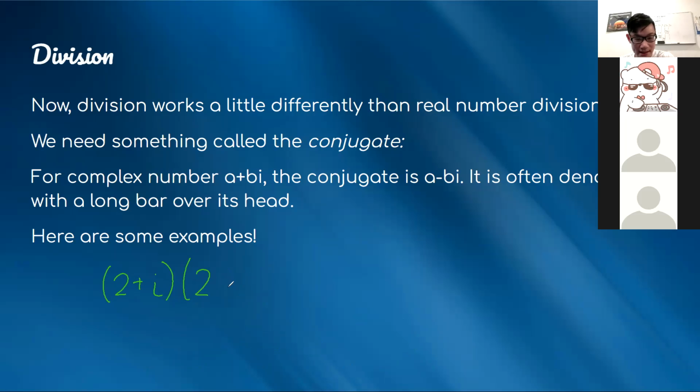So the conjugate of 2 plus i is just 2 minus i, right? I flip this sign. And now if I multiply, I get 2 times 2, which is 4. I get i times 2, which is 2i. I get negative i times 2, which is negative 2i. And then I get i times negative i. What's i times negative i? That's just negative i squared, which is negative negative 1, which is 1, right? So I add 1 to the end here.